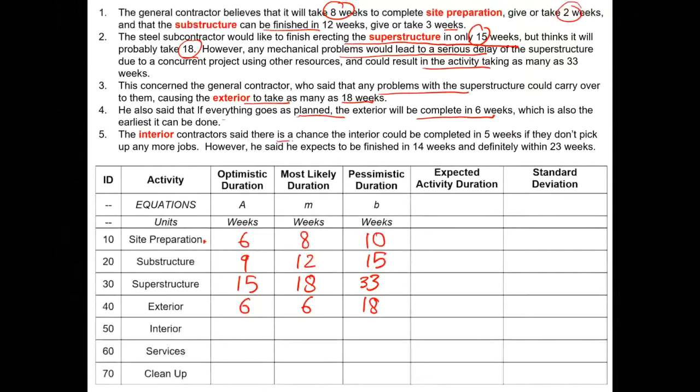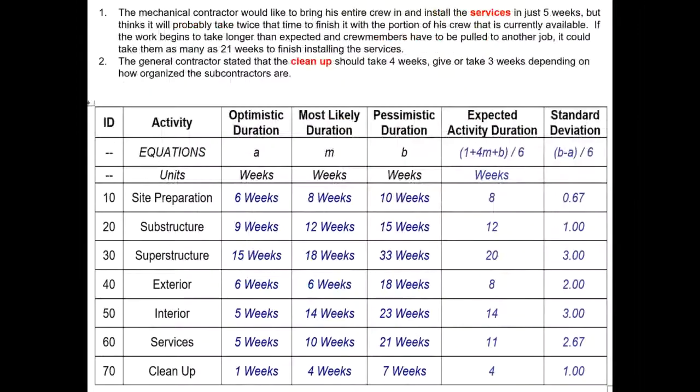And then the interior contractor said there is a chance the interior could be completed in 5 weeks if they do not pick up any more jobs. However, he said he expects to be finished in 14 weeks and definitely within 23 weeks. So optimistic will be 5, most likely will be 14, and the pessimistic time will be 23. So basically, we will be using some knowledge of probability to work out the expected activity duration and the standard deviation.